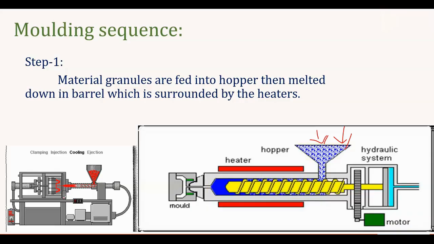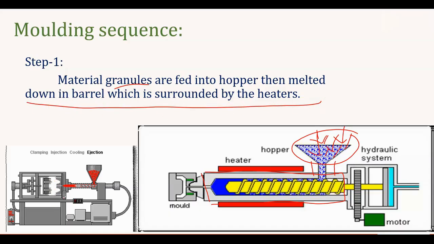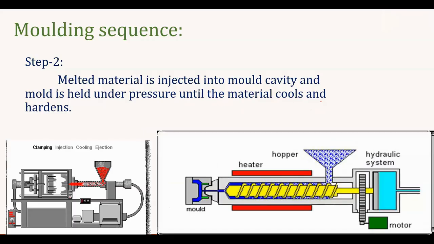Then the preheated granules will be fed into the hopper, right? We use the hopper to have a uniform flow, because this complete barrel is a heated one. If uneven material flow happens in this barrel, then the heating won't happen properly, so we have to pour the material in a very uniform manner.